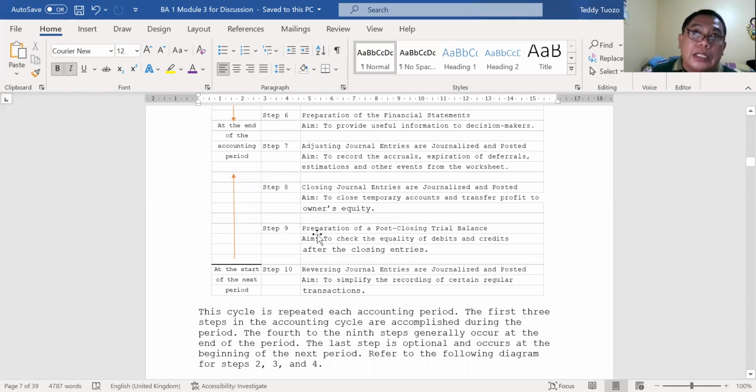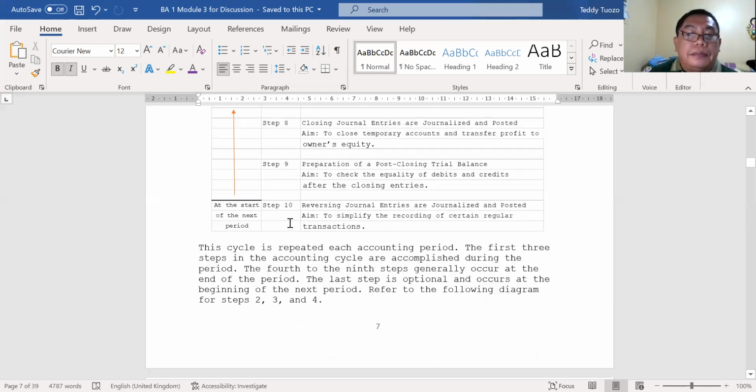Since January 1 is a holiday, it is okay if it is a computerized accounting system, because the system will generate that the reversing entries are really performed on January 1. But if manual, of course, it is not necessarily January 1, because January 1 is a holiday. It depends on the first banking or office day of the following year. That may also be valid.